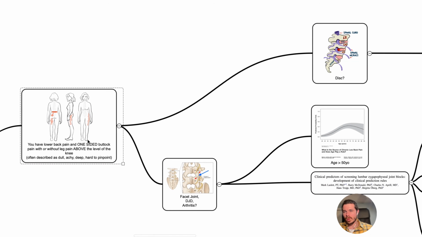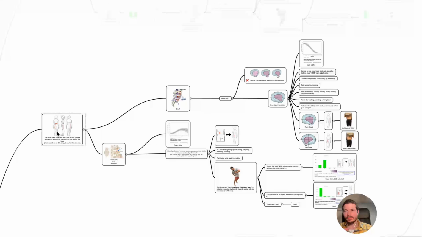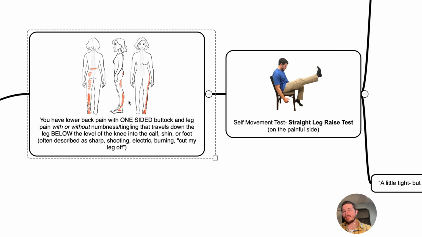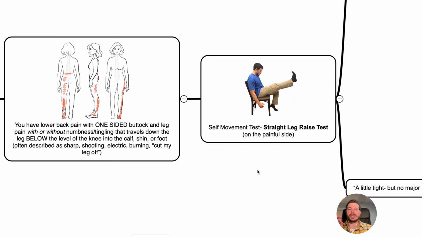Back, one-sided buttock with or without leg pain above the level of the knee. Now, let's just say that you have lower back pain with one-sided buttock and leg pain with or without numbness or tingling that travels down the leg below the level of the knee into the calf, shin, or foot. And this is often described as sharp, shooting, electric, burning, cut my leg off, Charlie, type pain. Really painful stuff. The first thing we want to do and or perform is a self-movement test. I call this straight leg raise test.